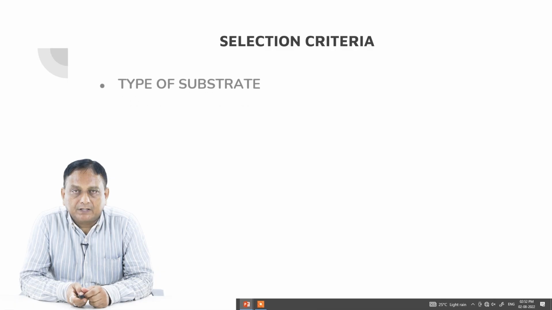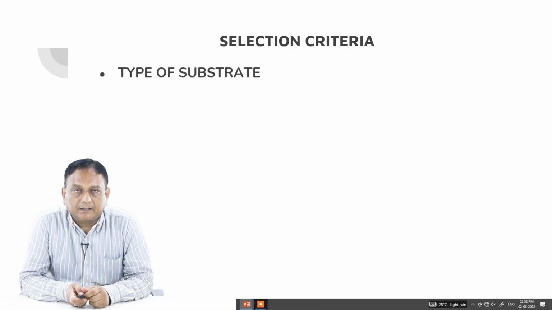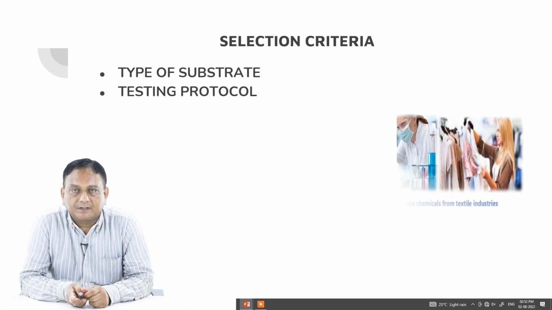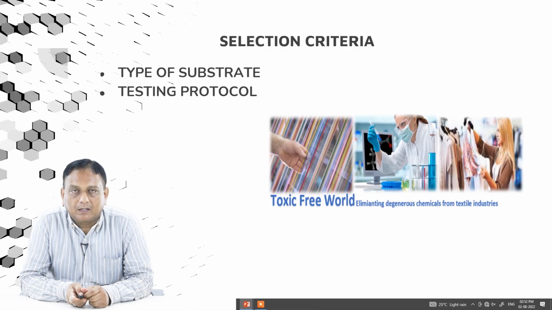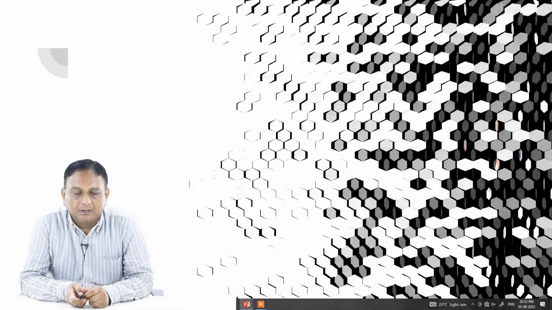Then selection criteria. The type of the substrate is very important here. The testing protocol of restricted substances is important, as different kinds of chemicals are used in the garment, different dyes are used, or different chemicals are used in the printing or finishing processes. So the testing protocol again differs depending upon the type of the garment or the nature of the garment.